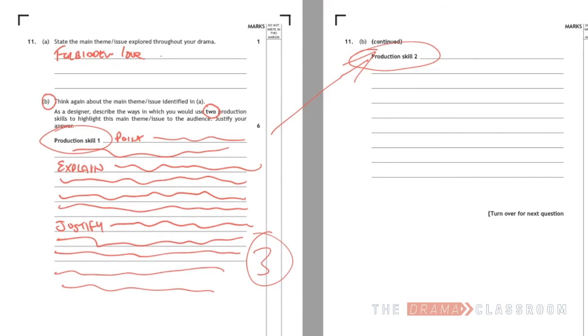Now, throughout this, when you're describing what's going on and explaining what's going on, you should be using whatever terminology. So if you're using set, we'd be looking for you to talk about cycloramas, flats, window flats, door flats. We want you to talk about where they're positioned on the stage, so that would be areas of the stage, etc. But you have to be linking this back to your theme and the issue that you're writing at the start of this, and that's really important.